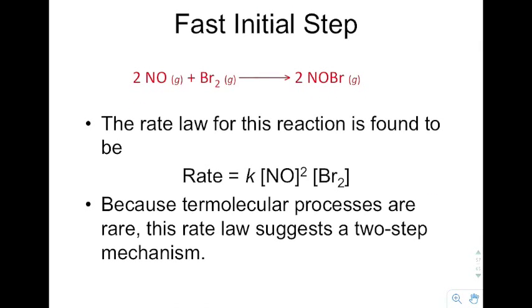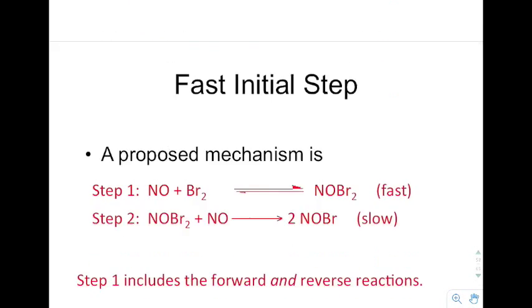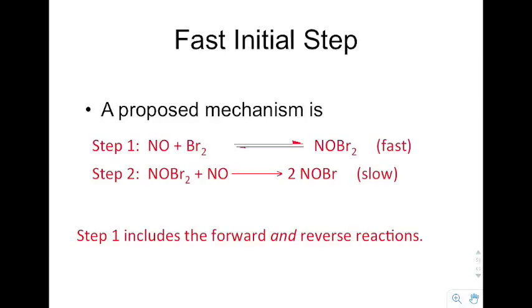Whenever you have a fast initial step, you see that the rate law has nothing to do with those particular factors. So if you look at this, it suggests that you have a multi-step reaction here. The fast initial step says you have NO plus Br2 goes to NOBr2. Now that's going to occur very, very quickly, but then once you do that, the interaction of NOBr2 with NO is very slow. Now step 1 includes the forward and reverse reaction.